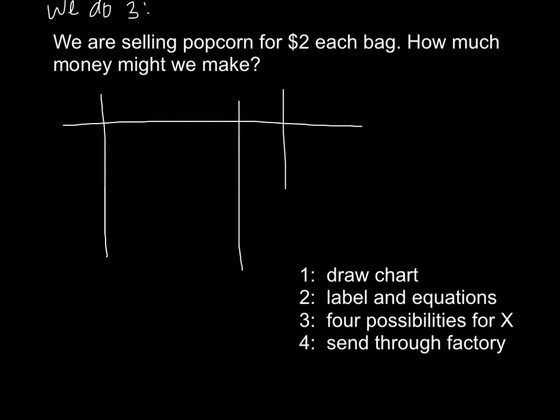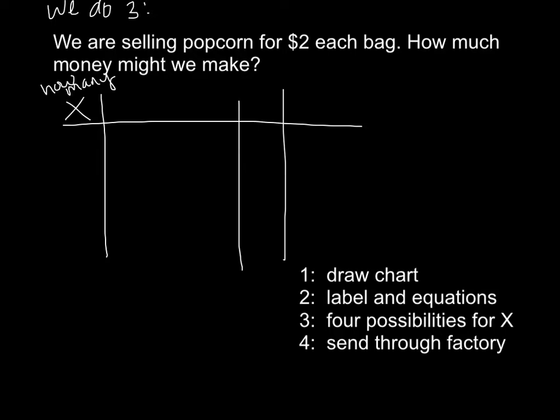We draw the chart. And x is standing for however many I sell. I don't know. How many? I don't know. X, I guess, because I don't know. So how many do we sell? We know that every bag we sell is $2. So we need to at least recognize that if we sell one bag, that's $2.